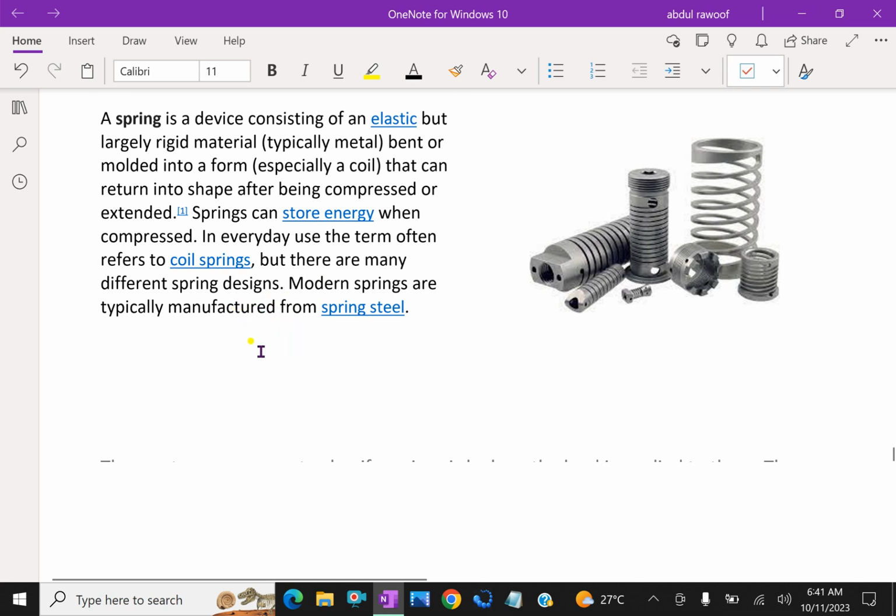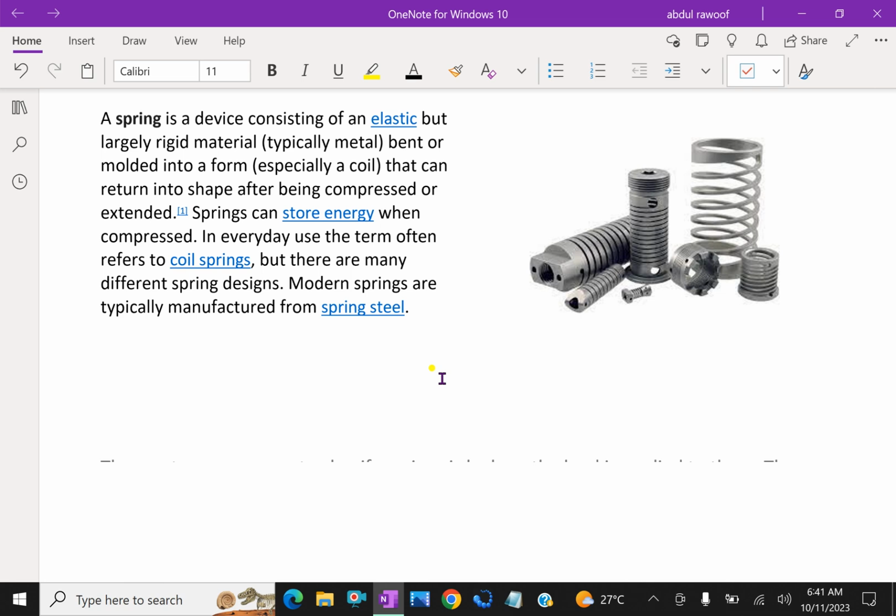Modern springs are typically manufactured from spring steels. Springs are elastic bodies which absorb energy due to resilience. The absorbed energy may be released as and when required. A spring which is capable of absorbing the greatest amount of energy from the given stress without getting permanently distorted is known as the best spring. That means after releasing the load, if the spring comes to its original position, then it is a best spring.